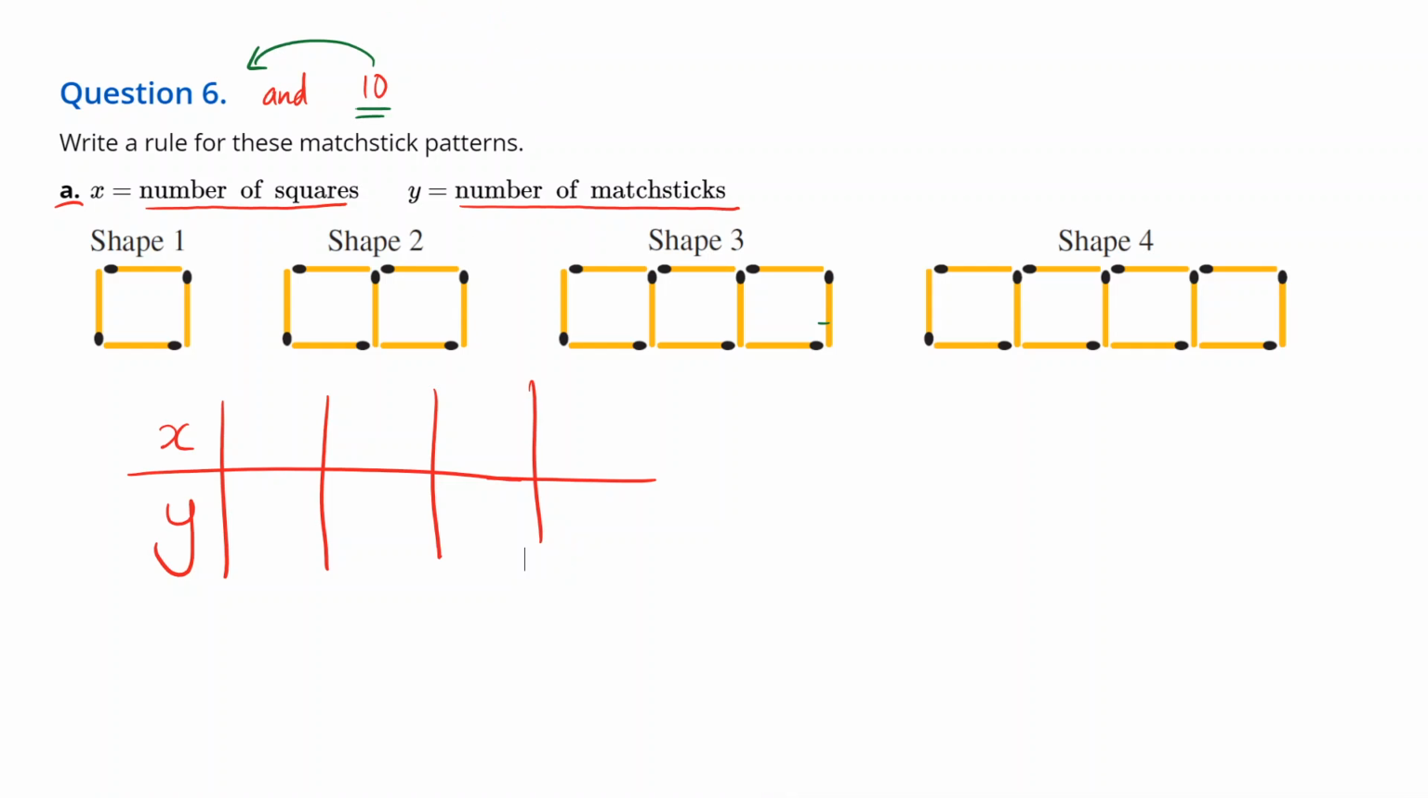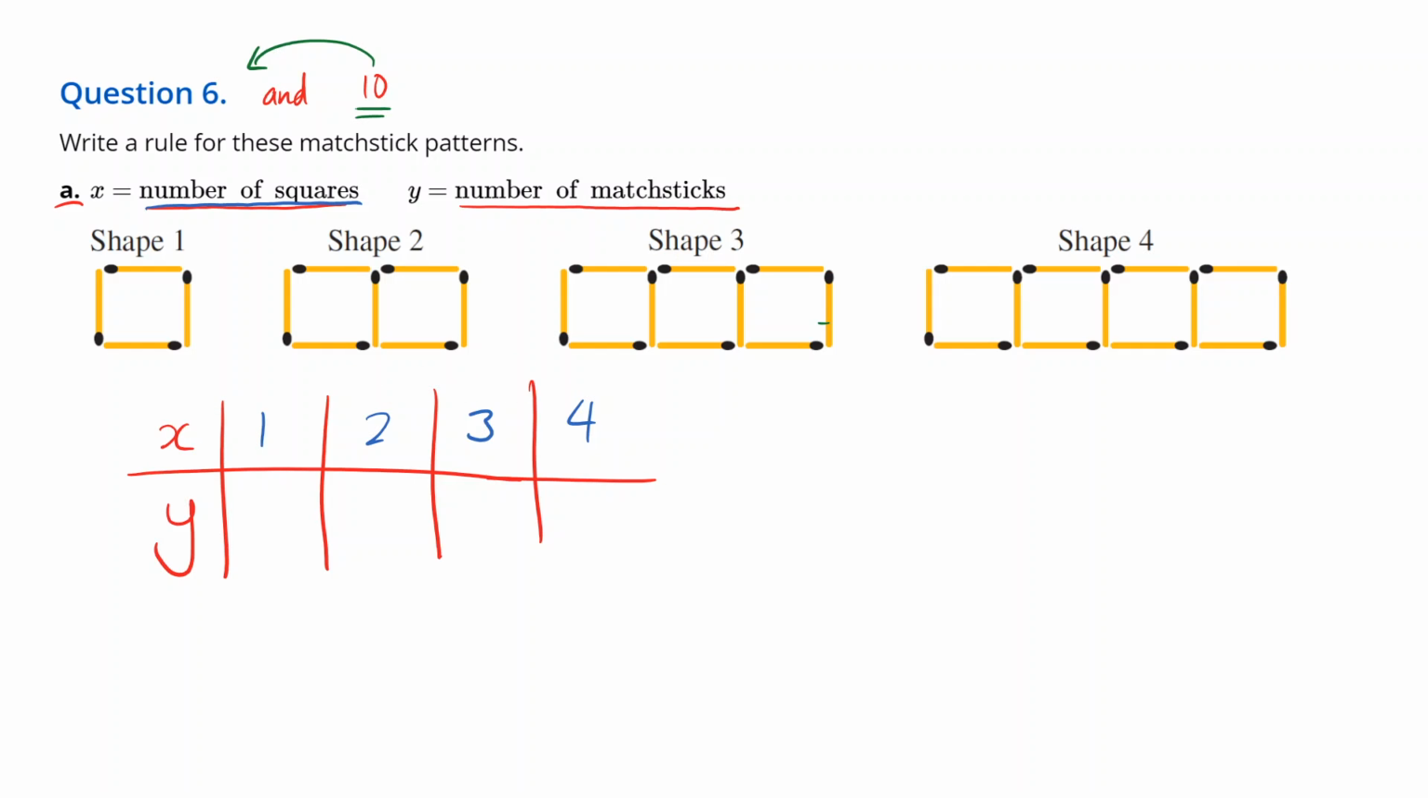And now what we're going to do is we're going to say, well, how many squares do I have here? I have 1 square. What about for this one? I have 2 squares. What about this one? I have 1, 2, 3 squares. And then what about this one? 1, 2, 3, 4 squares. So I filled out all my values of X here, because remember, X is equal to number of squares, and this is saying, well, X is equal to 1, X is equal to 2, X is equal to 3, X is equal to 4. All right, let's keep on moving along here.